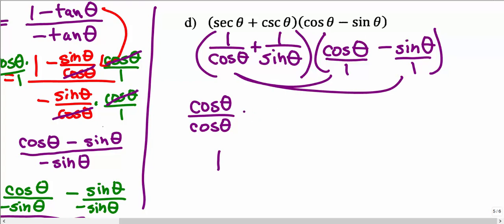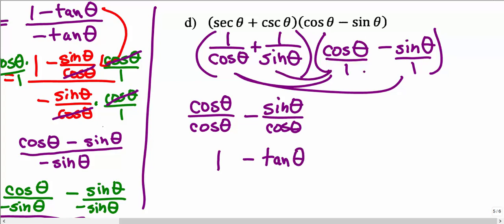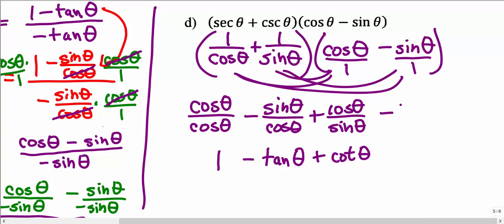Outer times the outer, top times the top, and bottom times the bottom, we get minus sine theta divided by cosine theta. And of course, that is going to be the same thing as tangent theta. Inner times the inner, we get positive cosine theta divided by sine theta, and the identity for that would be cotangent theta. And then last times the last, we get negative sine theta divided by sine theta, so that gives us negative 1.